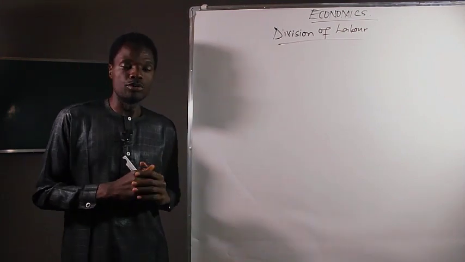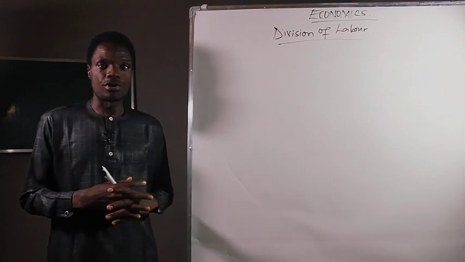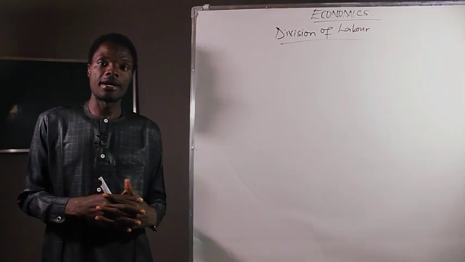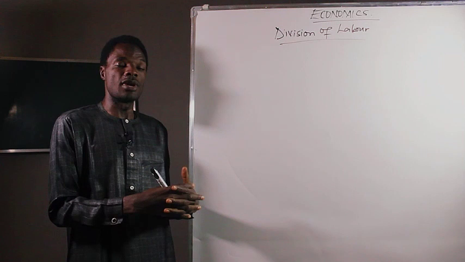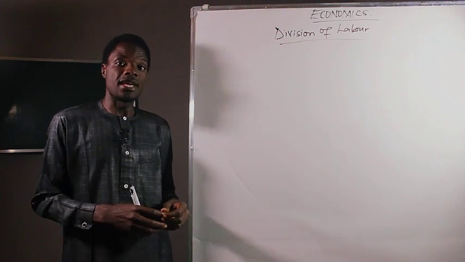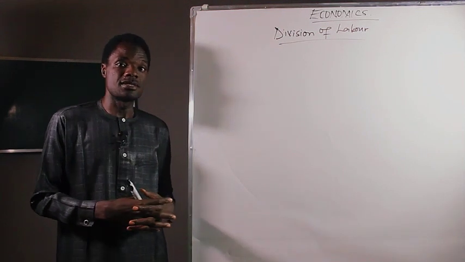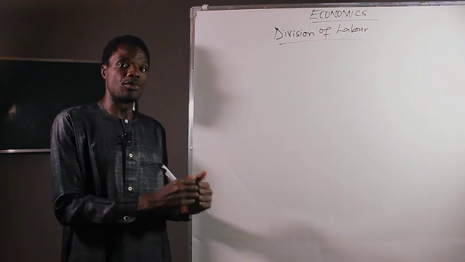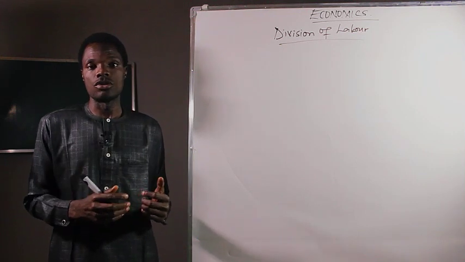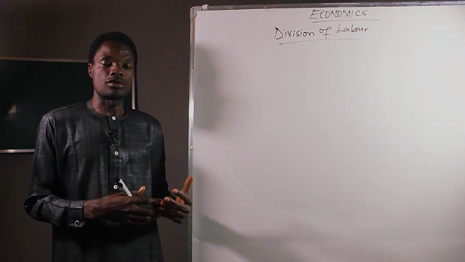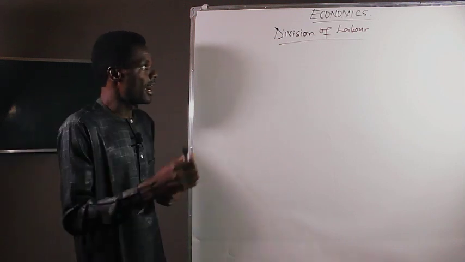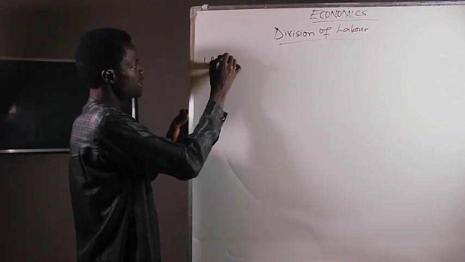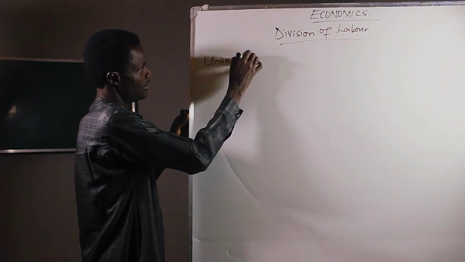Labor is one input among other factors of production that are used to make output, or to make goods and services. Labor is the effort of human beings that is needed in the production process to make goods and services. So this effort can be of different categories, as we have unskilled labor.